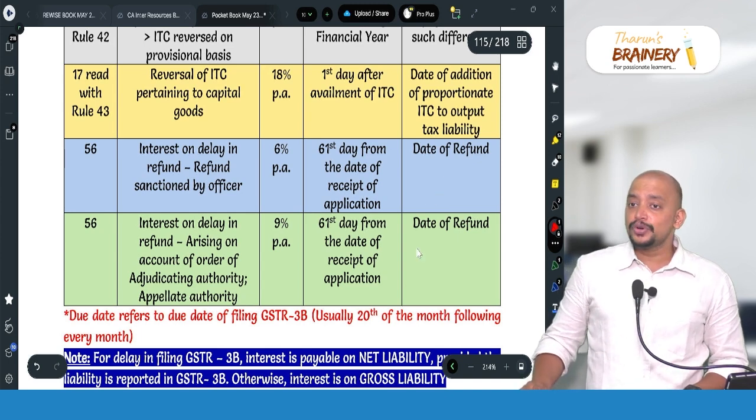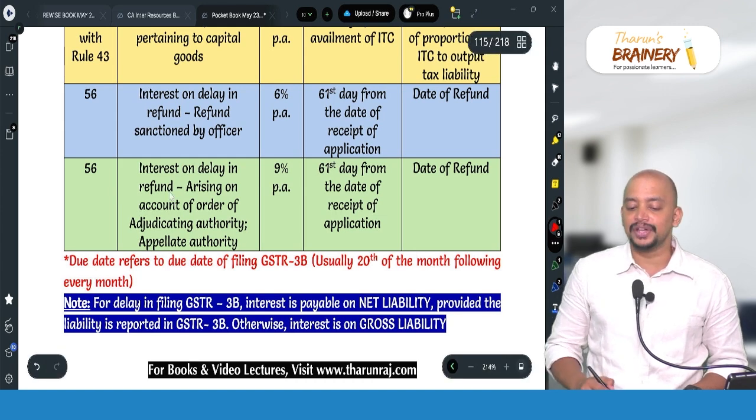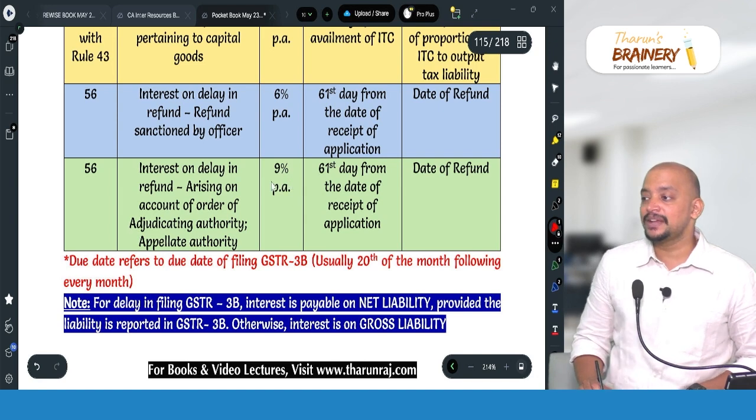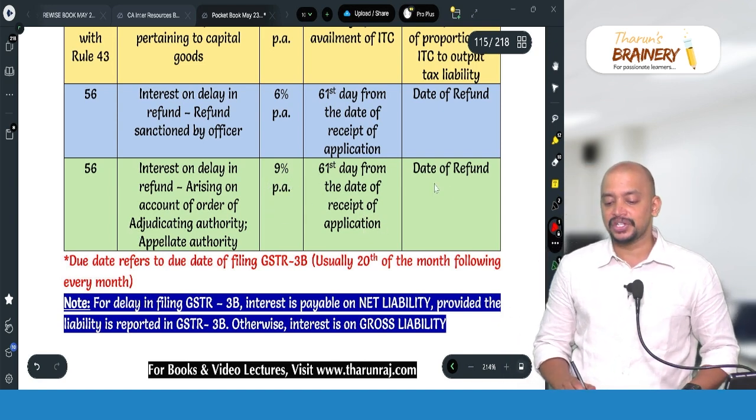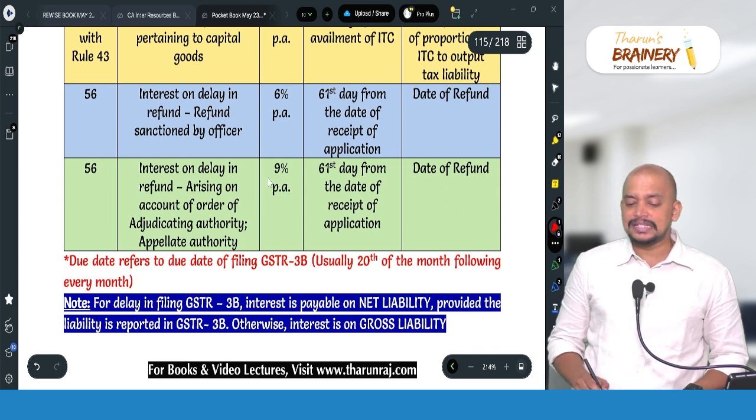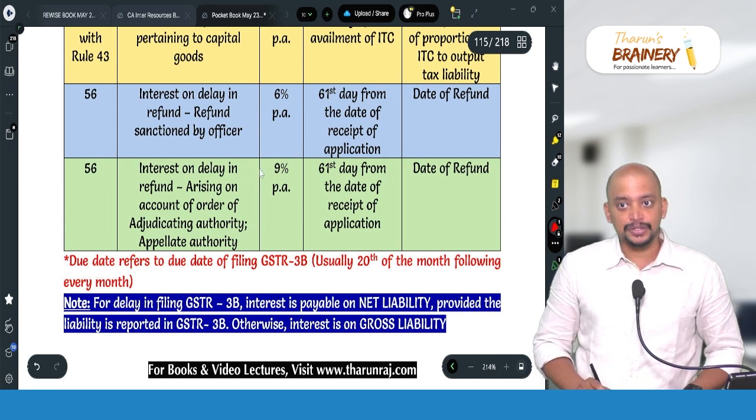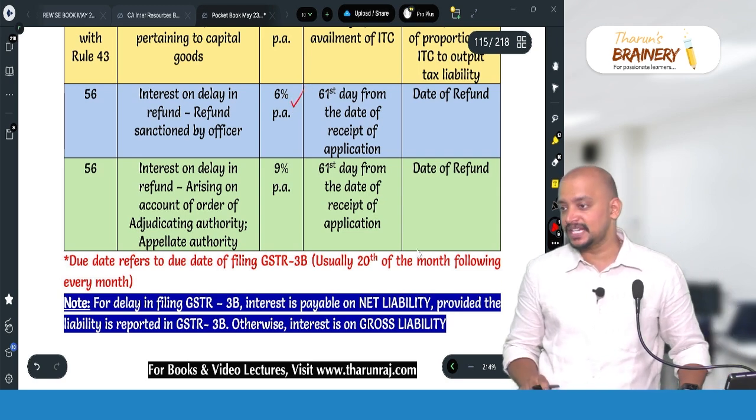And if the refund is arising on account of any assessment order or adjudication order by the authority, then the interest will be 9% per annum. Again the same, 61st day from the date of application till the date of refund. But this 9% per annum we will generally not be applying unless it is specifically given. Generally the interest rate will be 6% per annum whenever the refund is arising.